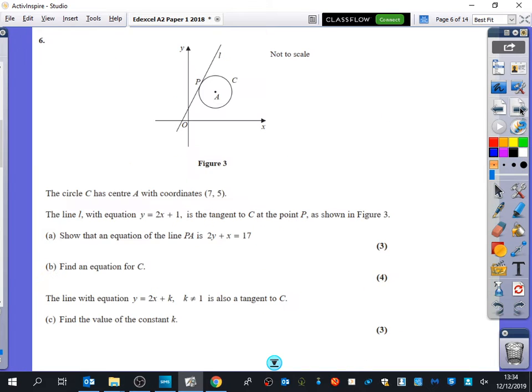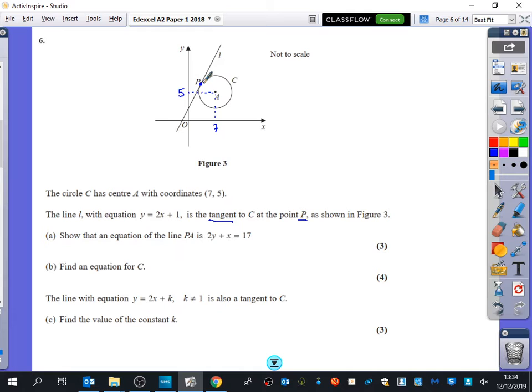Okay. Question 6. This is year 1 content, so it shouldn't be too difficult. It says the circle has centre A with coordinates 7, 5. As soon as I've got that, I want to put on my diagram that this is 7, 5. The line with equation y equals 2x plus 1 is the tangent to C at the point P as shown in figure 3. I want to find out what this point P is, I imagine.